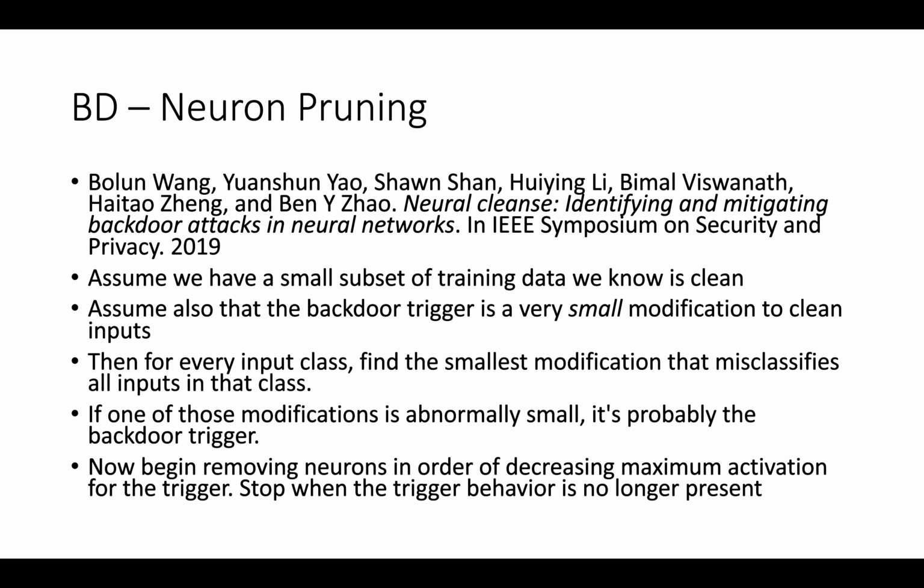So we look and see what neurons are maximally activated by that modification and remove them, and then retrain and see again, and continue removing neurons maximally activated by the abnormally small modification until we don't see that behavior anymore.